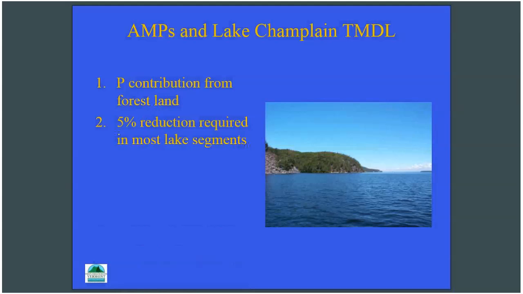I basically took this from the TMDL. Given that there's less detailed information on the forest load sources and magnitudes available from the SWAT modeling work, EPA chose to rely upon only a modest reduction, 5% from the forest sector for the lake segment watersheds where less overall reduction is needed. However, in Missisquoi Bay and the South Lake B, the forest reduction goals were set at 50% and 40% respectively. This is due to the large reductions needed in these segments, as determined by SWAT modeling.